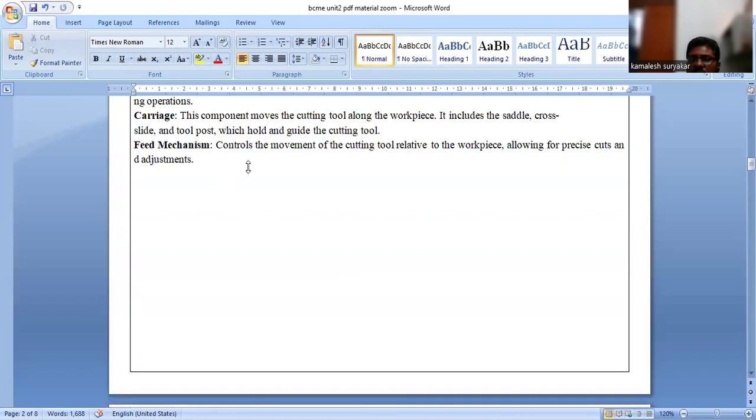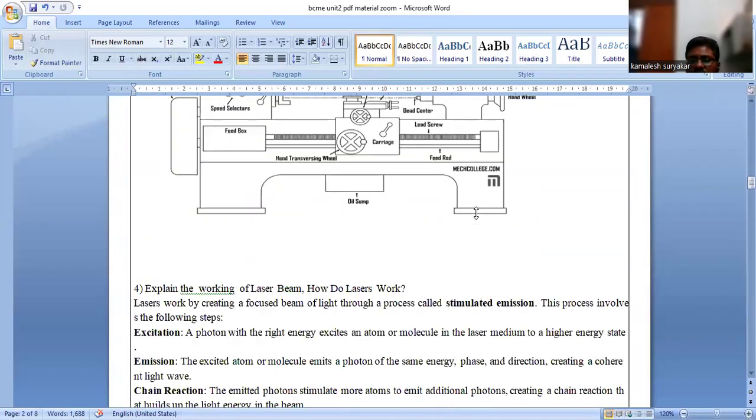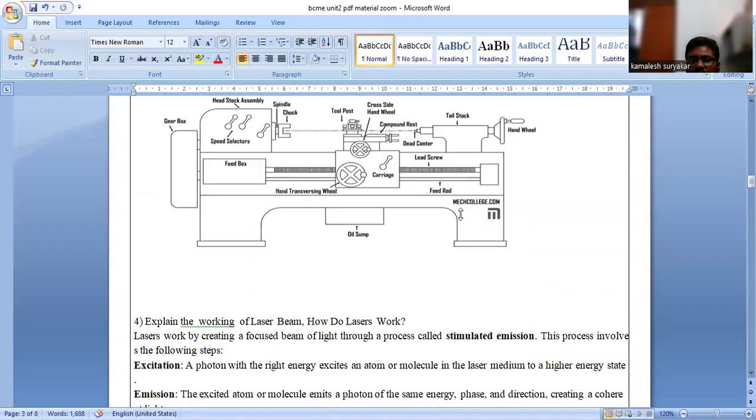Next is the feed mechanism, and the carriage is here. This component moves the cutting tool along the workpiece. The carriage is nothing but the total body, which includes the saddle, cross slide, tool post, everything. The feed mechanism controls the movement of the cutting tool relative to the workpiece. This whole thing is called the carriage.